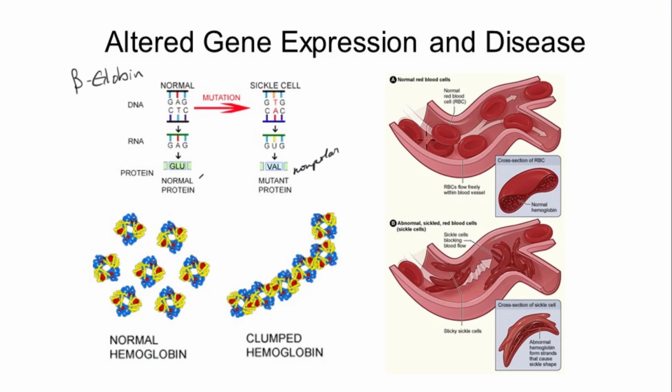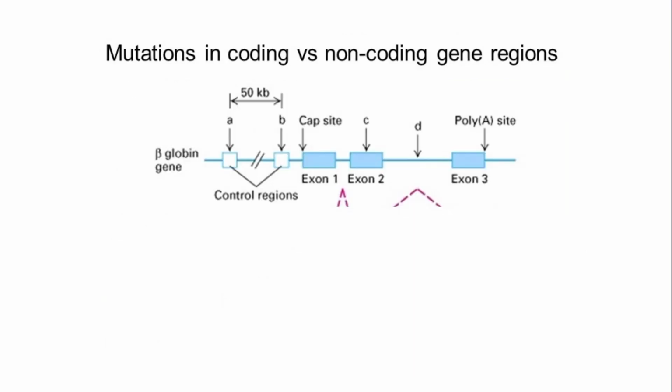These distort the biconcave disc structure of normal red blood cells and cause them to take on this elongated crescent shape, which causes blockages in blood vessels, failure to perfuse tissues and organs, and all the assorted health problems we've talked about before. But mutations that occur outside of coding regions can also cause disease.